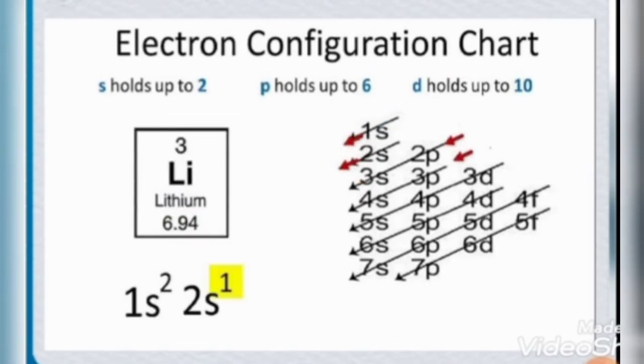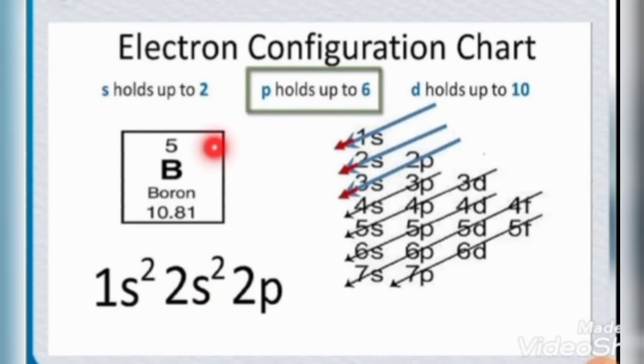Next example, lithium. Lithium contains 3 electrons in its shell. So 2 will fill in the first subshell, 1s2, 2 electrons will fill in 1s, and the remaining 1 electron is filled in 2s. So the electronic configuration is 1s2 and 2s1.